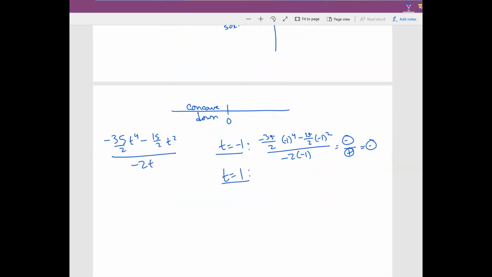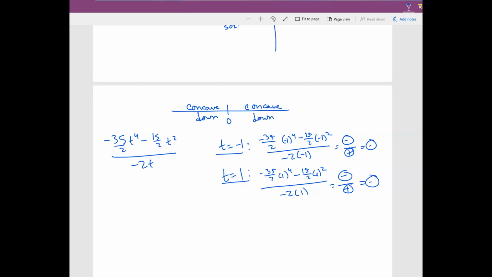And then we're going to do it when t equals 1. So we write negative 35 over 2 times 1 to the fourth minus 15 over 2 times 1 squared, divided by negative 2 times 1. The top part is going to give me a negative. The bottom one is also going to give me a negative, which gives me a positive overall. Wait, the numerator is negative and the denominator is negative, so this is concave down also.